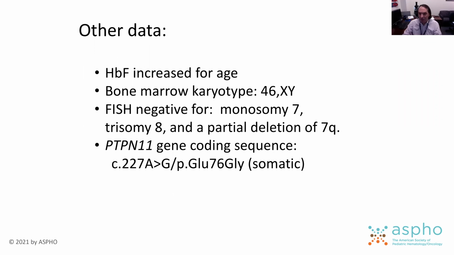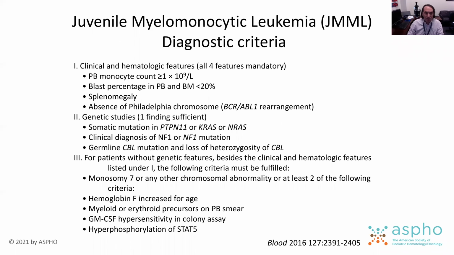FISH is negative for monosomy 7, trisomy 8, and a partial deletion of 7q. And next generation sequencing shows that the patient has a RAS-MAP kinase pathway mutation, specifically a somatic mutation in PTPN11, which is, of course, the most common molecular genetic abnormality that we see in patients with juvenile myelomonocytic leukemia.